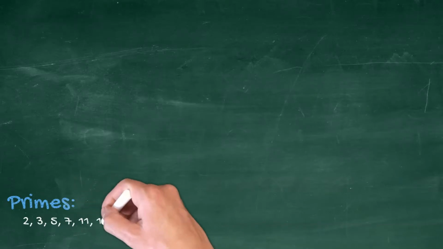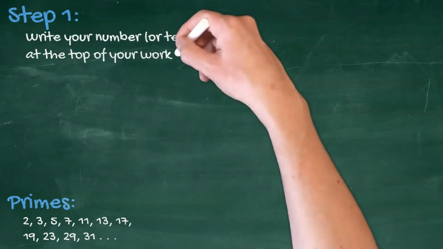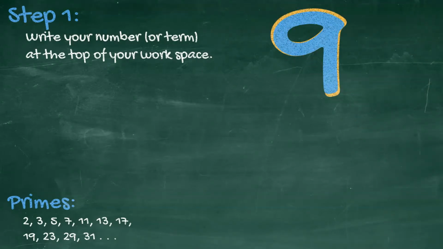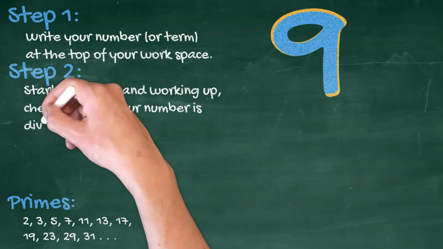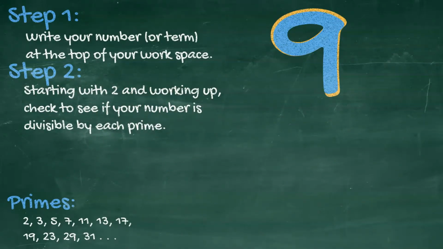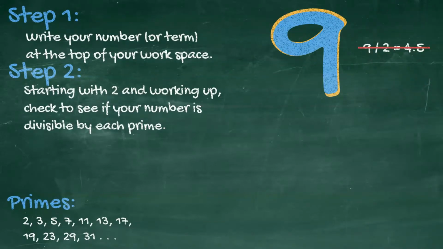We'll start by finding the prime factorization of 9. We start by writing 9 at the top of our workspace. We know that 9 is divisible by itself and 1, but it's not on our list of primes, so we know it must be divisible by something else as well. It isn't divisible by 2 because it isn't even, but it is divisible by 3. 9 divided by 3 equals 3, so our factors, the numbers we multiply together to get 9, are 3 and 3.